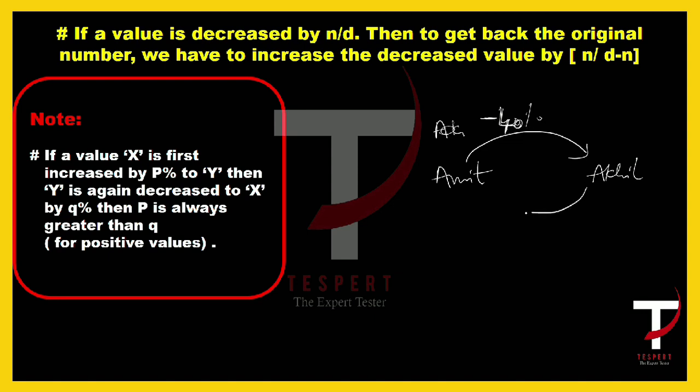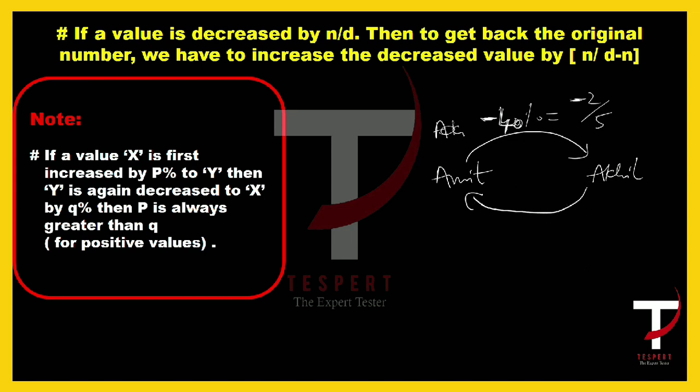So Akhil has how many books more than Amit? What is the fraction equivalent of 40%? Minus 2 by 5. Why did I put minus here? Because minus indicates reduction. Amit has 40% lesser books than Akhil, right? That's why lesser refers to minus.